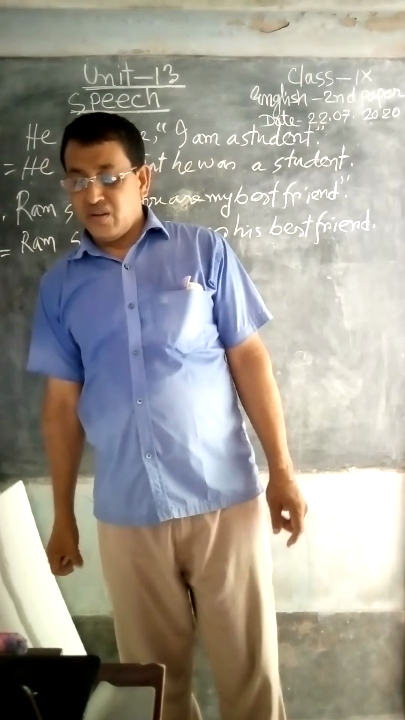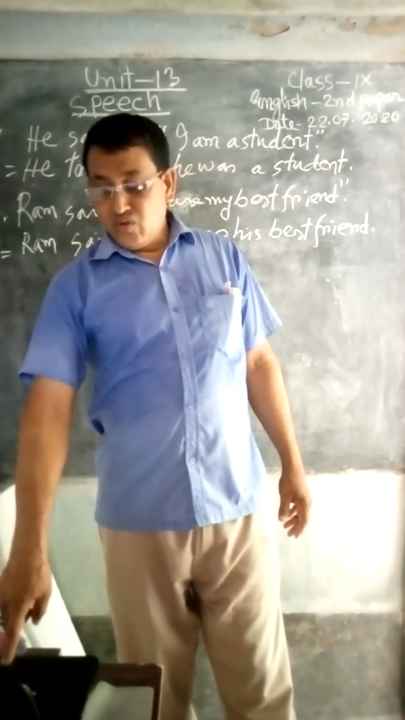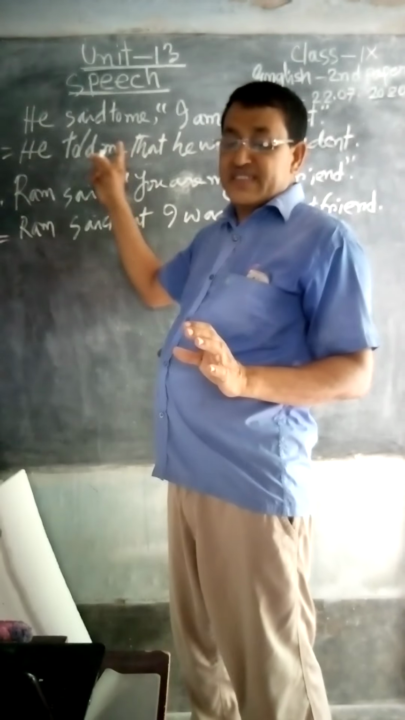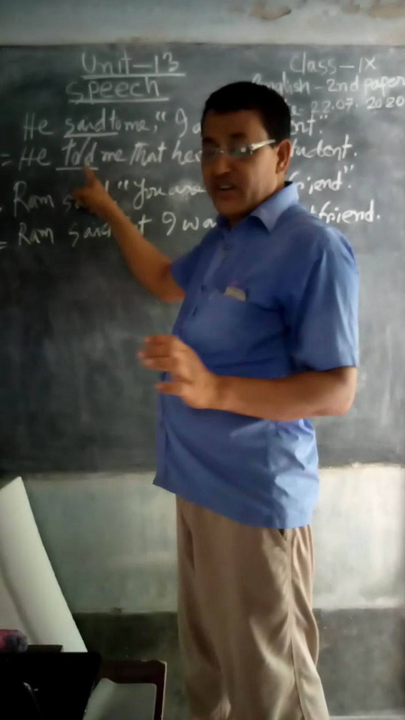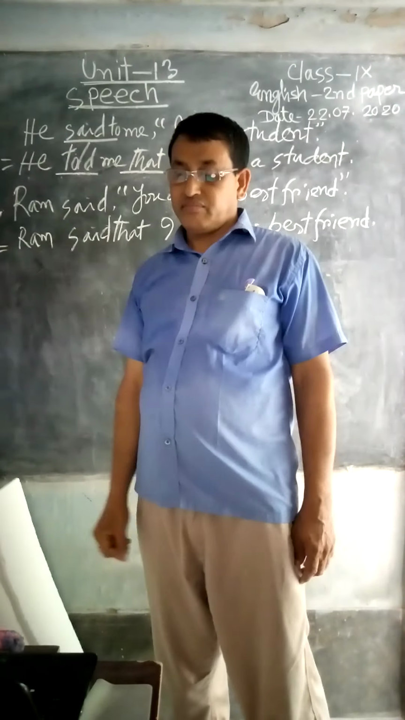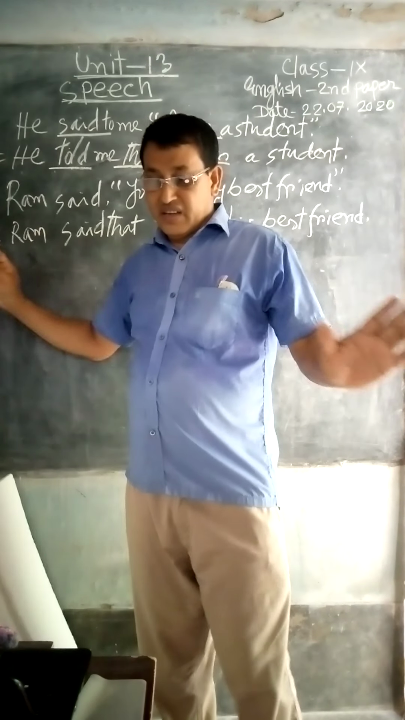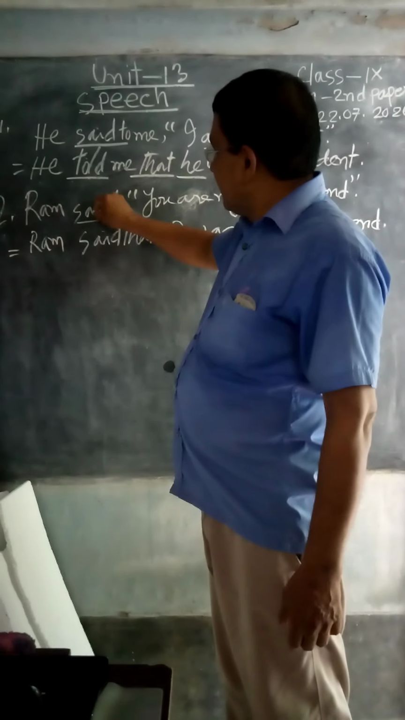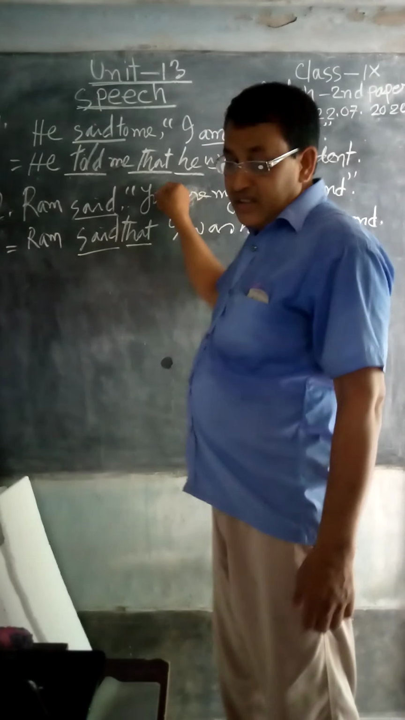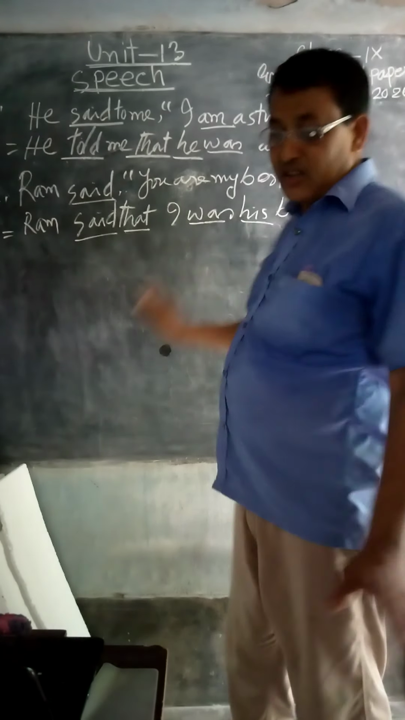What have you understood from those lines? Have you seen any change? I would like to help you. Said changes to told. Comma, inverted comma, changes to that. I changes to he, am changes to was, and another no change, as said, same said. Inverted comma, sense, but that. You changes to I, are changes to was, my changes to his, another no change.